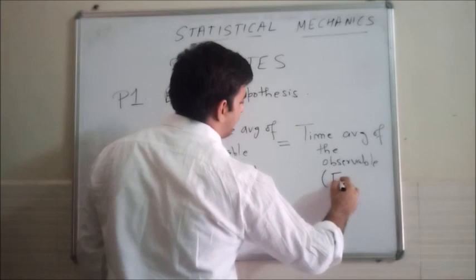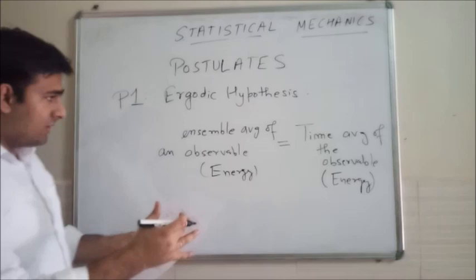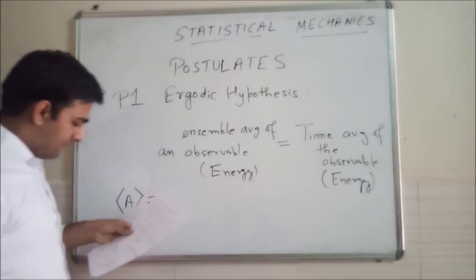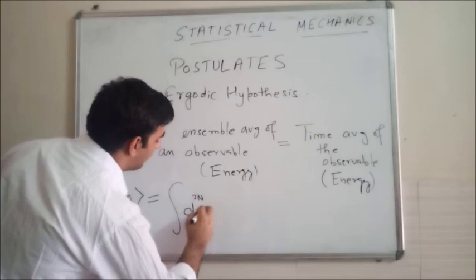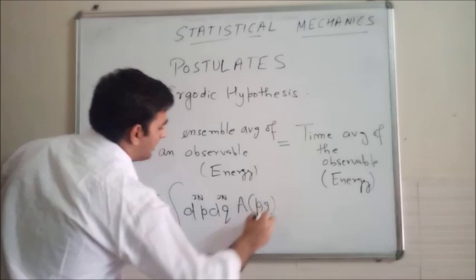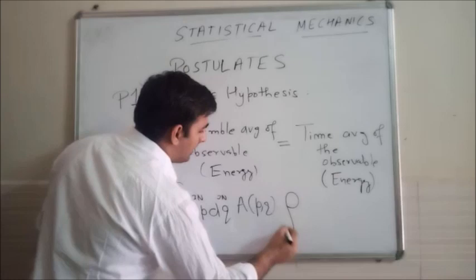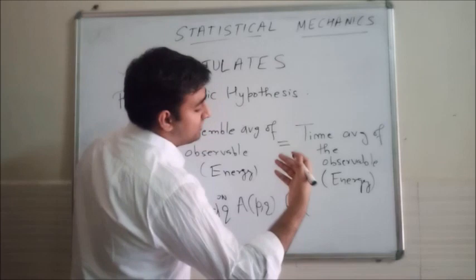So you can write this in a mathematical equation. For example, A is an observable, then the ensemble average is equal to the integral of A(p, q), where the observable may be a function of phase space that depends on the generalized coordinates and generalized momentum. And you weight this by the phase space density, rho, which can also be a function of time. So that's the ensemble average.